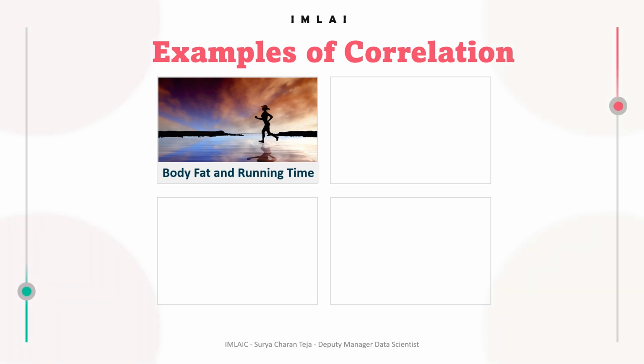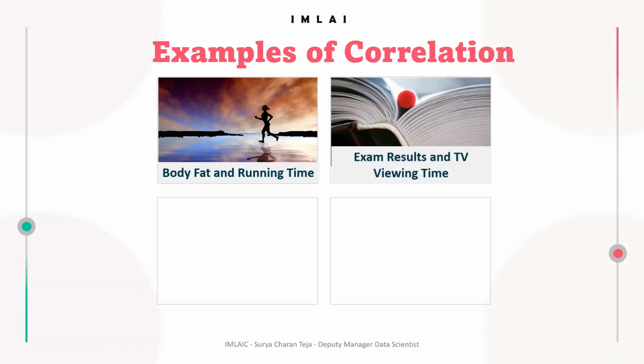The first example is body fat and running time. An individual's body fat tends to be lower the more time they spend jogging. In other words, there is a negative correlation between the variable body fat and the variable running time. Body fat decreases as running time increases, so body fat is inversely proportional to running time. These two variables are inversely proportional, and this leads to a negative correlation coefficient.